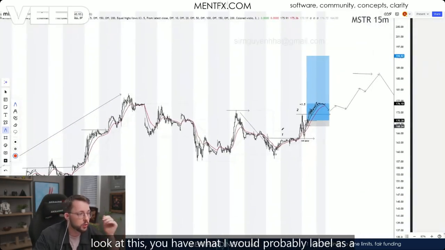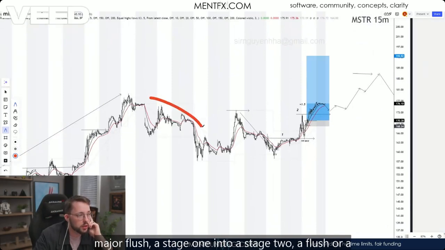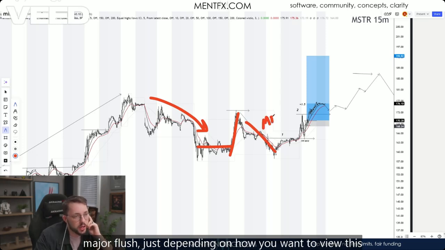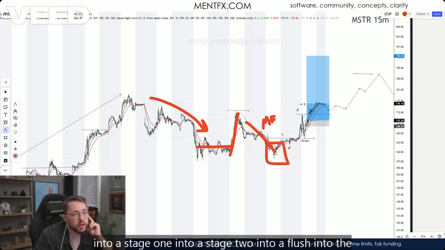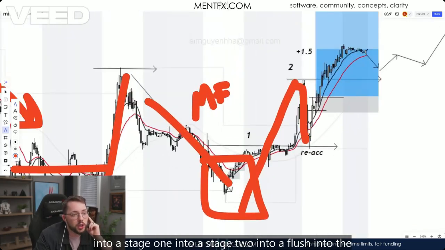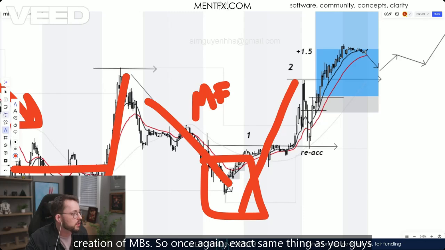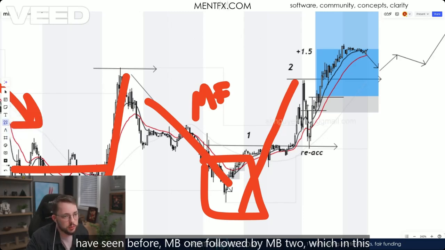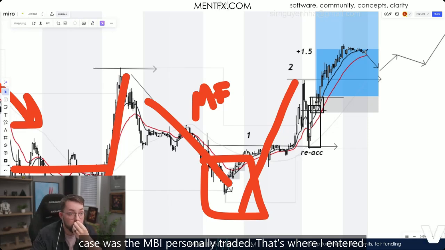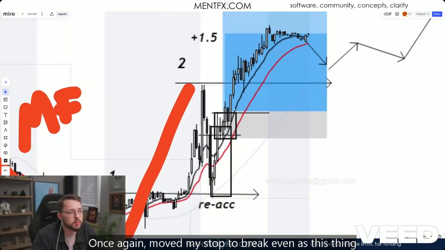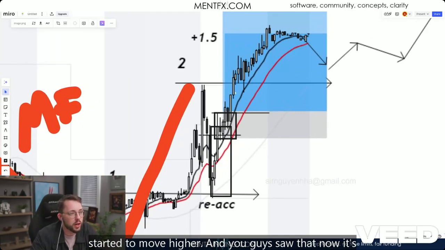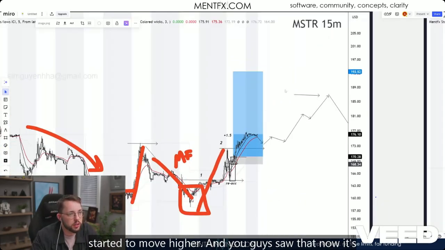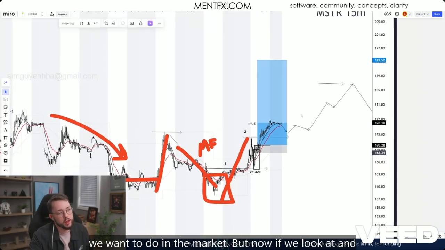And very simply, as we look at this, you have what I would probably label as a major flush, a stage one into a stage two, a flush or a major flush, just depending on how you want to view this, into a stage one, into a stage two, into a flush, into the creation of MBs. So once again, exact same thing as you guys have seen before, MB1 followed by MB2, which in this case was the MB I personally traded. That's where I entered. Once again, moved my stop to break even as this thing started to move higher. And you guys saw that now it's somewhere up here, which is phenomenal. That's exactly what we want to do in the market.